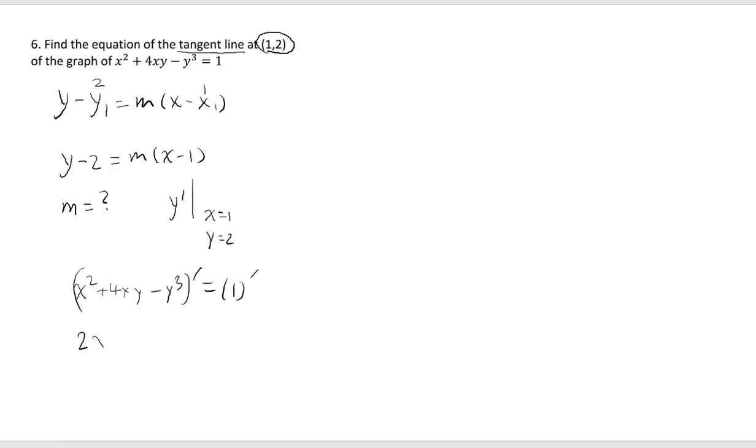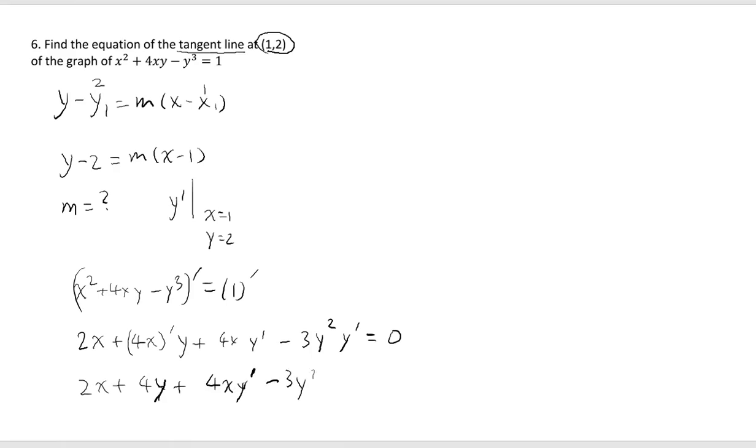x squared differentiates to 2x. This, we need the product rule. 3 comes down, we need to use the chain rule, and 1 prime is 0. Okay, 4x prime is just 4. And I have 4x y prime minus 3y squared y prime equal to 0.